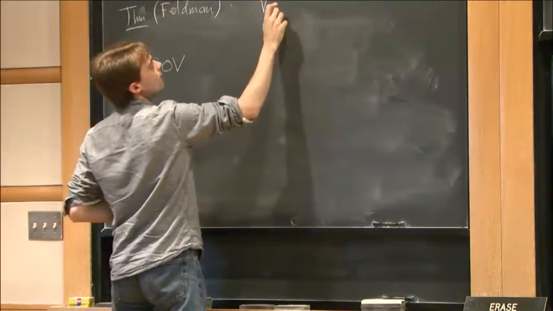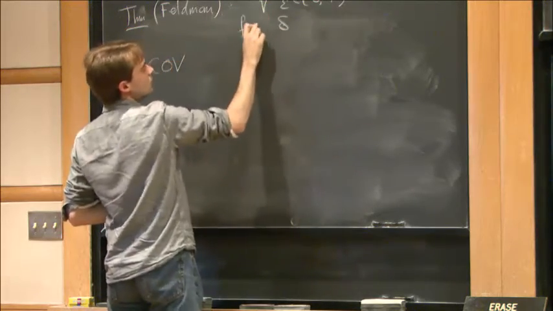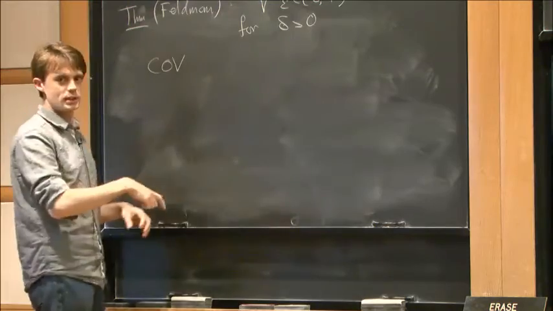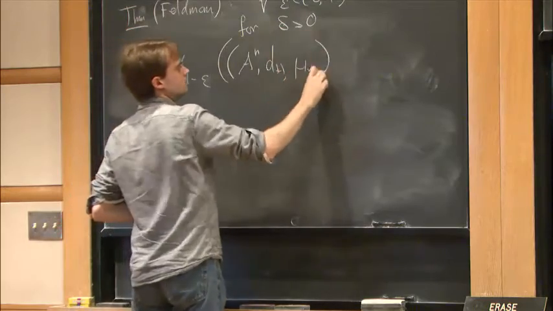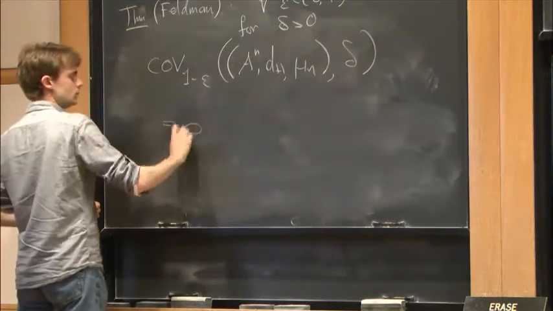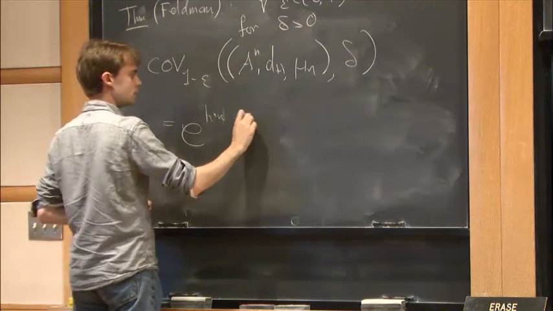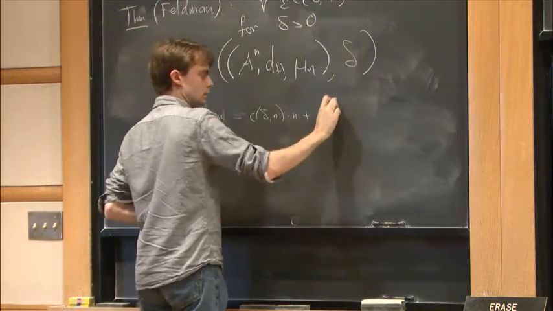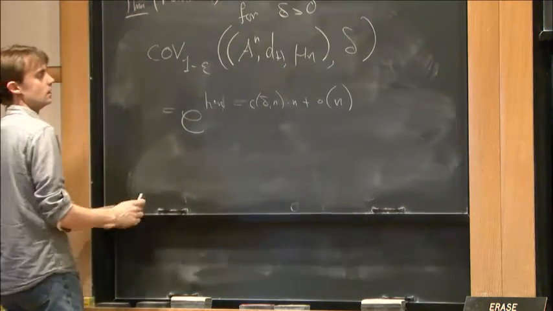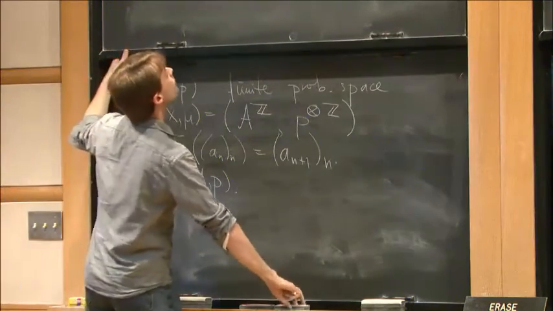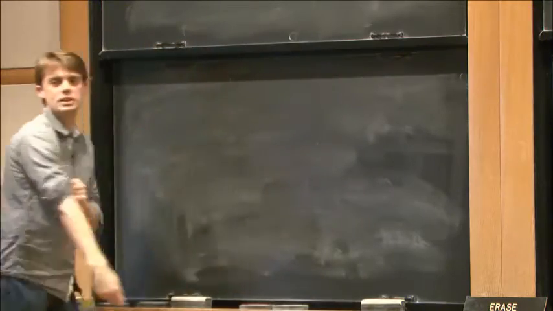For any epsilon between 0 and 1, and for delta positive, I'm going to write something and then tell you what it means. So what I've written here is some quantity. What is this? This is what I call the 1 minus epsilon covering number of my metric probability space. It's the number of delta balls that you need to cover 1 minus epsilon of the measure.